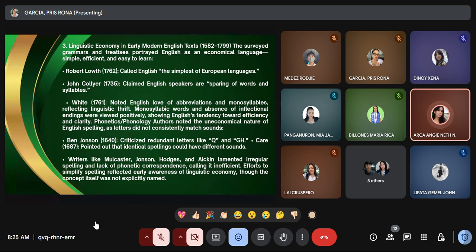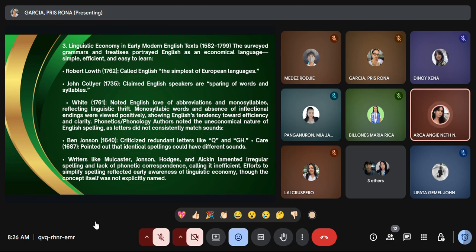Okay. Now that we understand how the principle of economy developed during earlier studies, let's move on to part 3, which focuses on linguistic economy in early modern English texts from 1582 to 1799. During this time, several grammarians and writers described English as an economical language. When we say economical, it means that the language is simple, efficient, and of course, easy to learn. In other words, English was seen as a language that could express ideas clearly without using too many words.